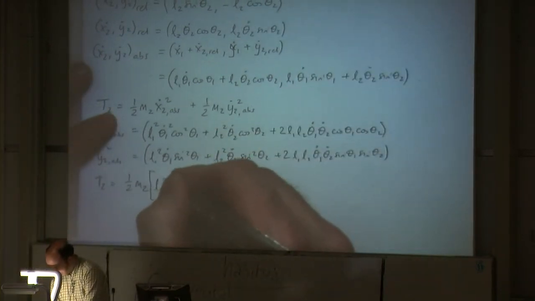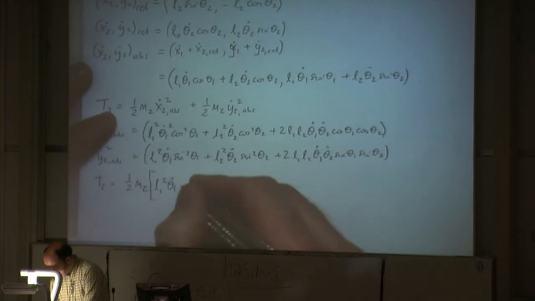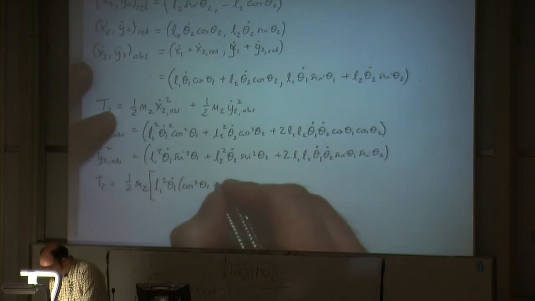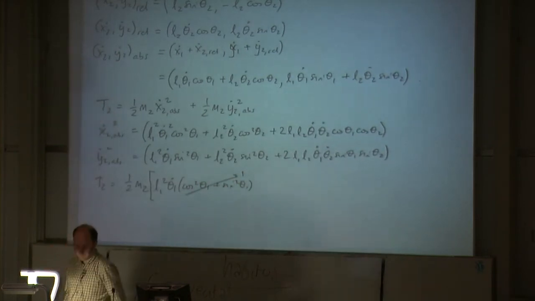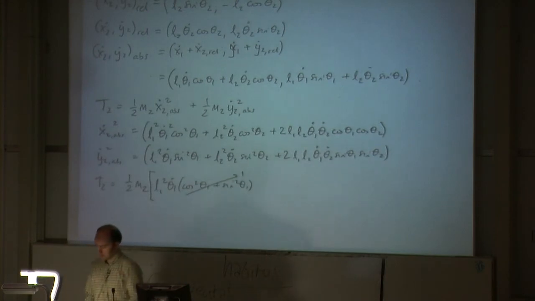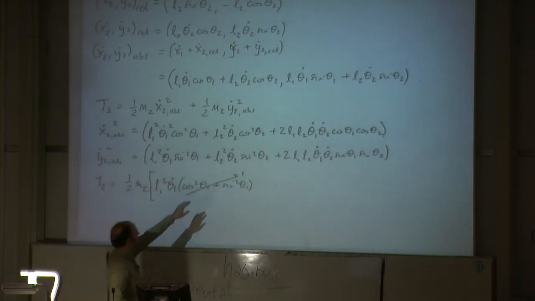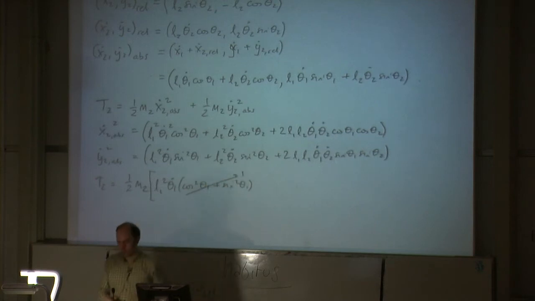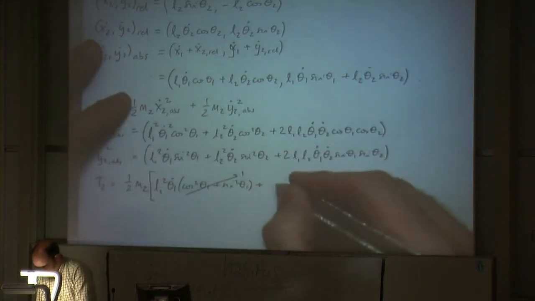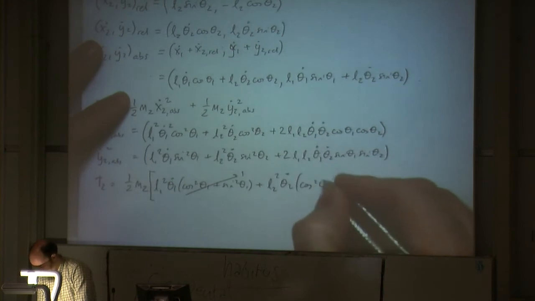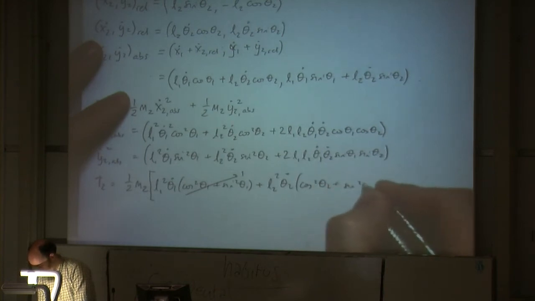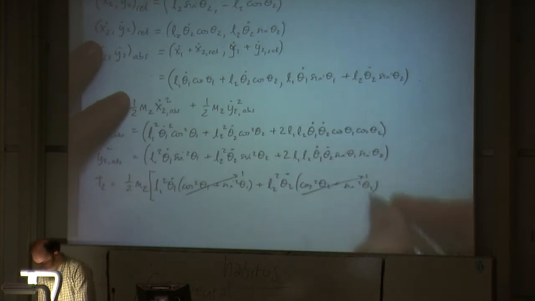So we've got this term here, L1 squared, θ1 dot squared, and then that's multiplied by cosine squared θ1 plus sine squared θ1, which we know is 1. Then with the second term, these two terms, again we've got a cosine squared plus a sine squared, so we could do the same thing, L2 squared, θ2 dot squared, and then we've got cosine squared θ2 plus sine squared θ2. Again, we know that's 1, so that drops out.